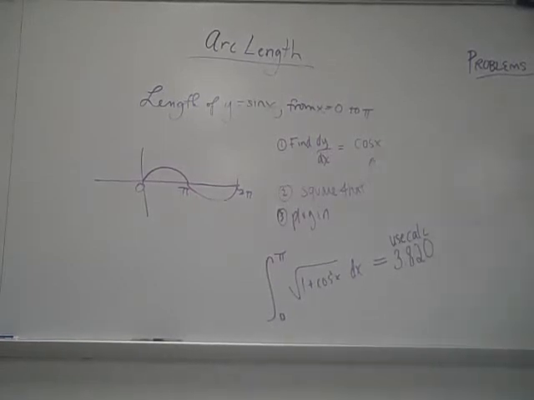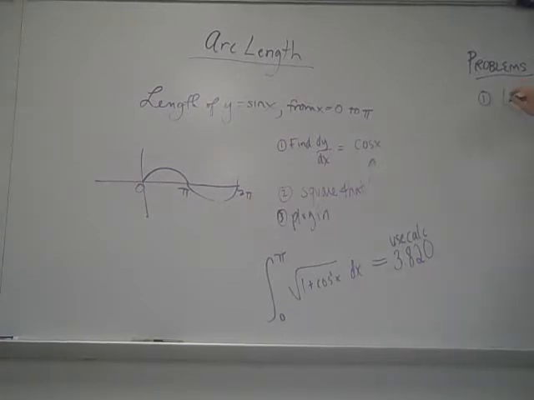So let's look first. If you think about something easy, what's the first easy corner problem that you think of? Absolute value of x. So let's find the length of y equals the absolute value of x, from x equals -1 to 1. Now here's the thing.